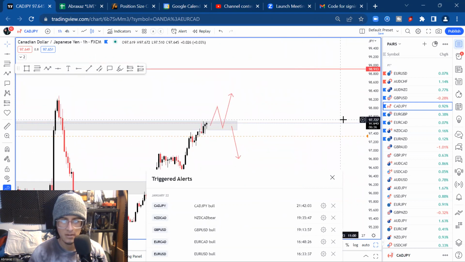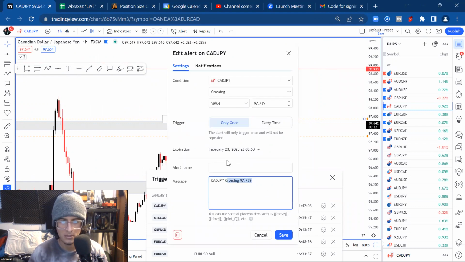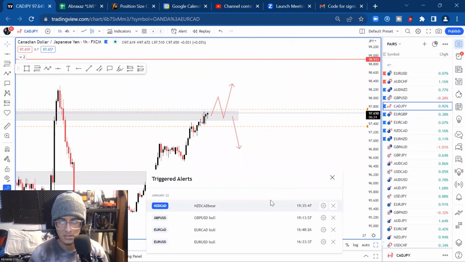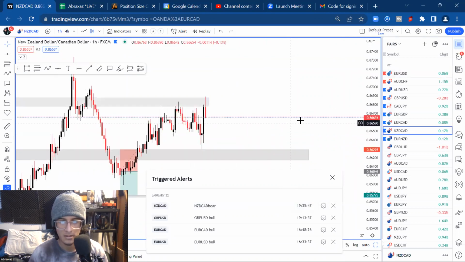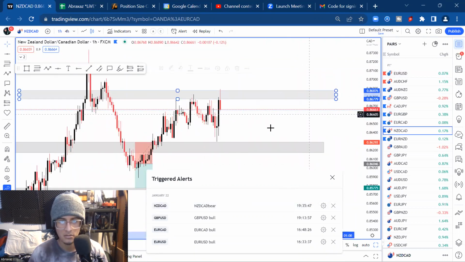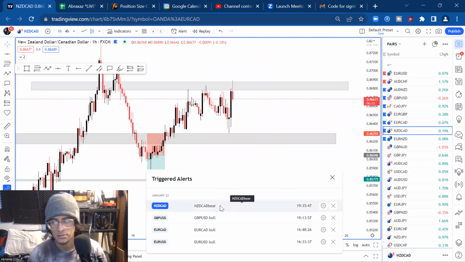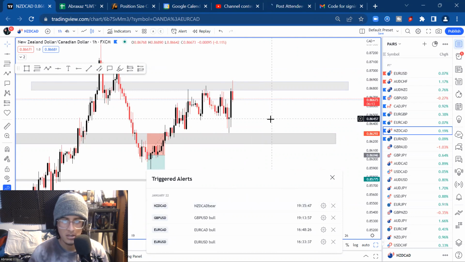I'm going to have this alert right about here. I think what I'm going to do is have my laptop out throughout the whole day. That way if I ever get an alert, I can hop back on here real quick, check it out, do minor analysis once again, and then continue on with my day. NZDCAD bear. Hmm. Yeah, that's about it.